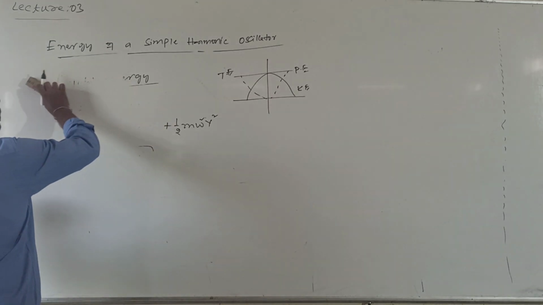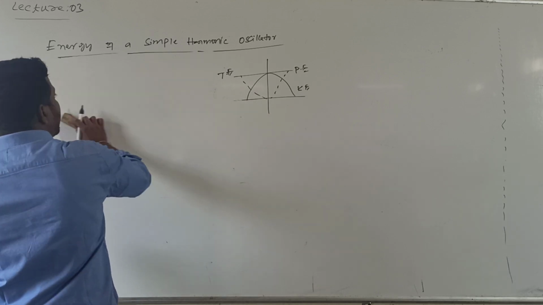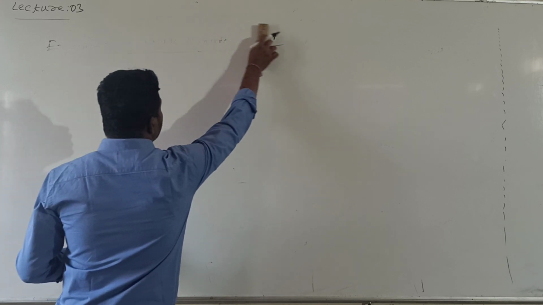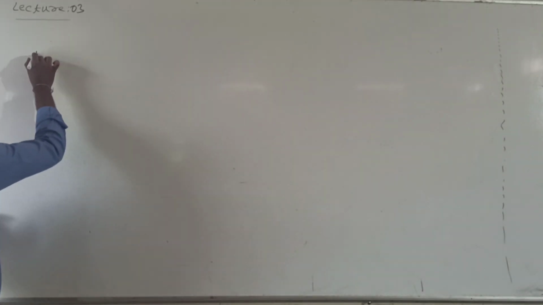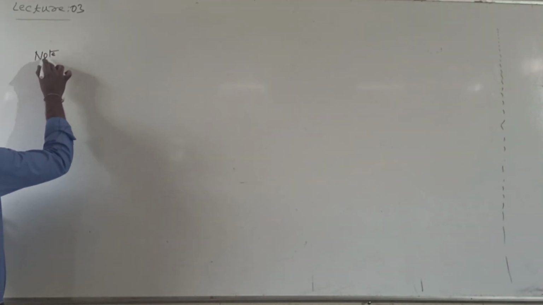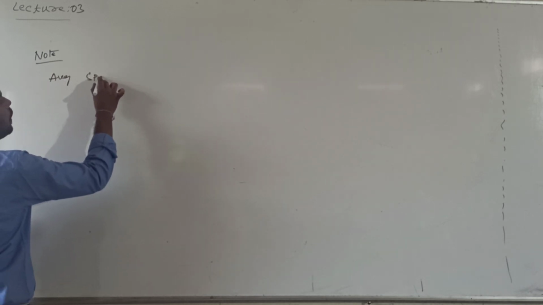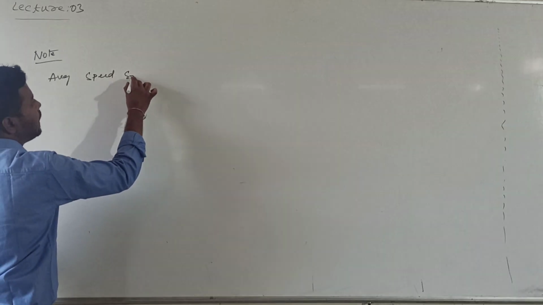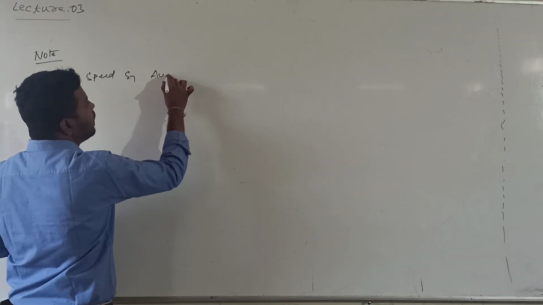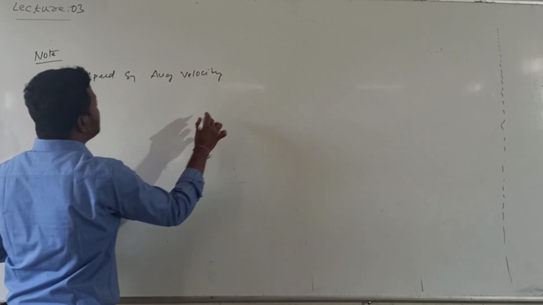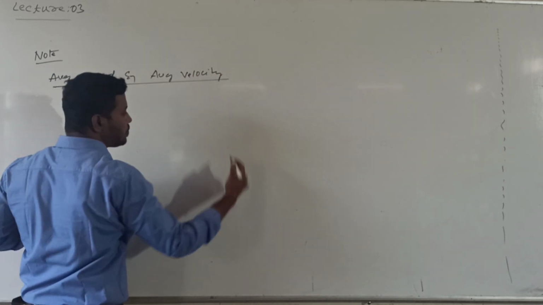After completion of the total energy, before going to examples of some systems executing simple harmonic motion, let me see a few more points. I will write under note. I want to calculate the average velocity and average speed of a particle executing simple harmonic motion for one oscillation.